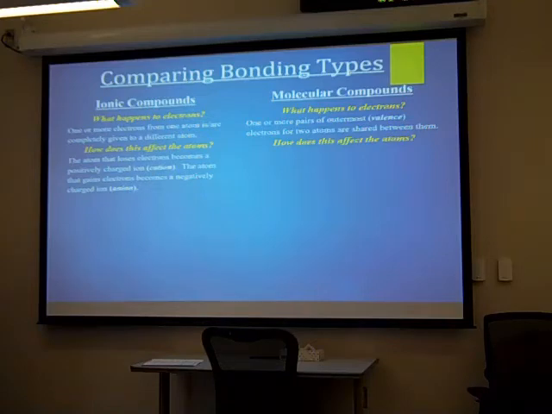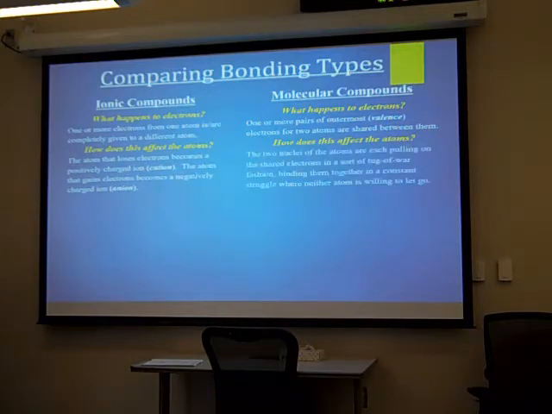But in molecular compounds, when electrons are shared, what happens? They each kind of pull on those shared electrons in a tug-of-war fashion. Each atom gets the benefit of having the electrons of the other atom nearby. And so they can all become like the noble gases. We'll go into a little bit more detail on that in just a bit.